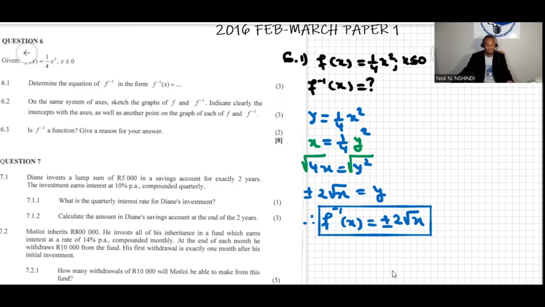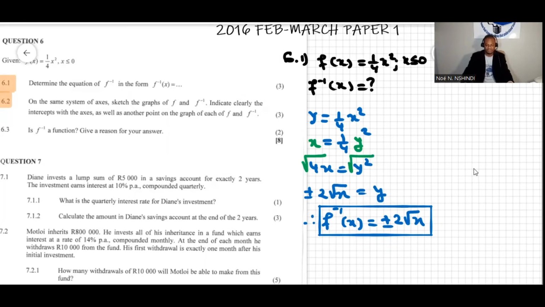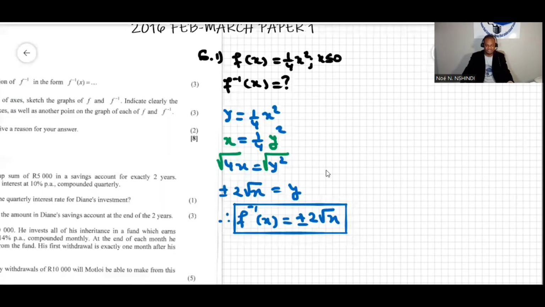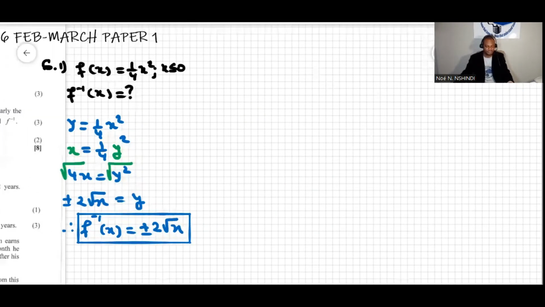Okay, then question 6.2. So we did 6.1. Now we're going to do 6.2. The question says, on the same system of axes, sketch the graphs of f and f minus 1. Indicate clearly the intercept with the axis as well as other points on the graph of each of f and f minus 1. Now I'm going to move my board a little bit this side. Do 6.2.